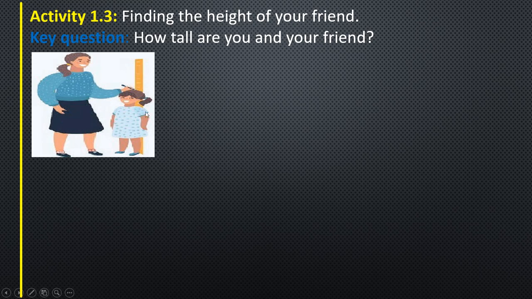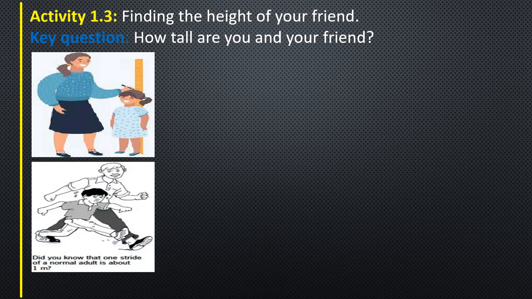Just like I have a picture here. How tall are you and your friend? Okay, going to find out the height of your friend. Maybe ask also a friend to measure your height, and then you find out how tall you are.